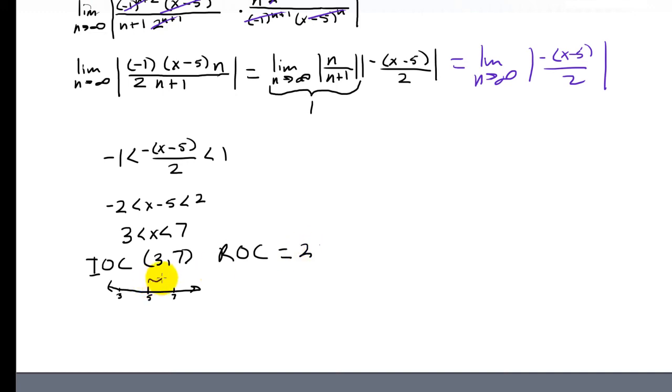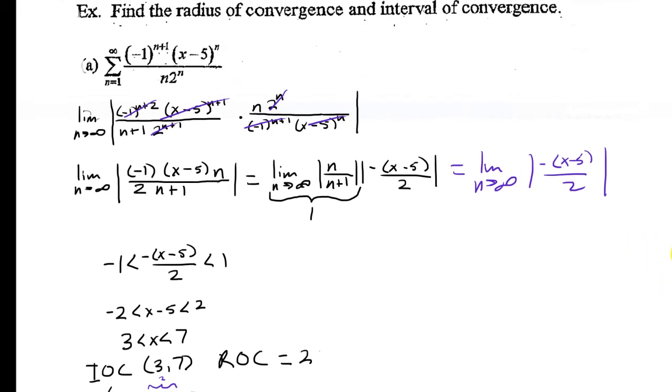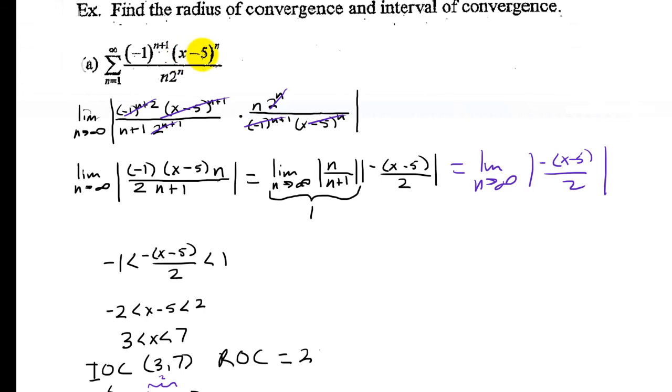We have this right here. There's 2 units. This series converges as long as x is between 3 and 7.